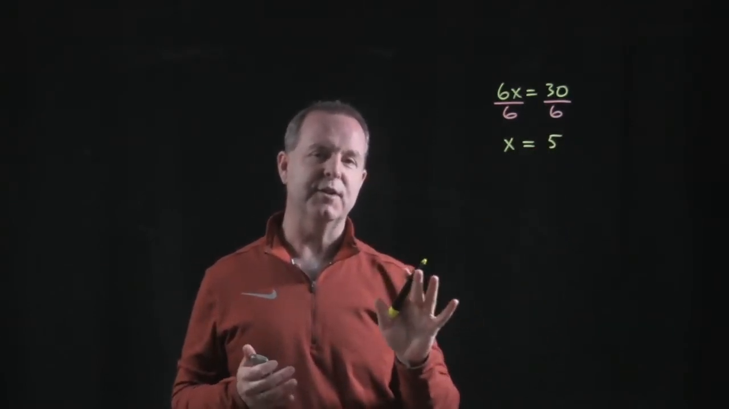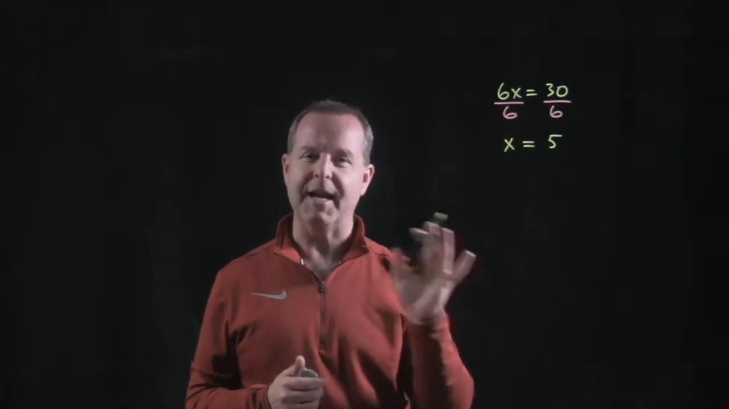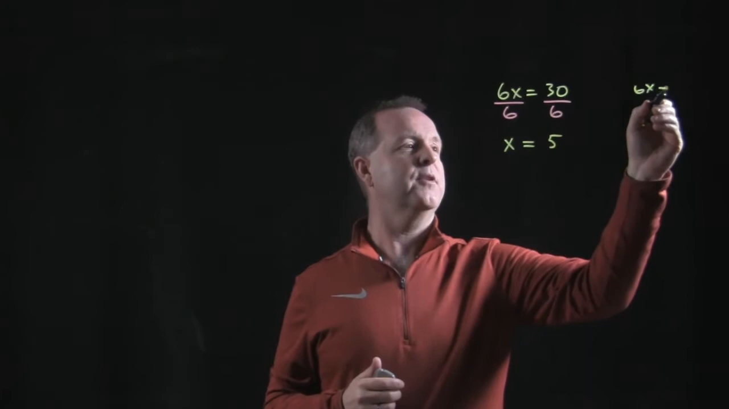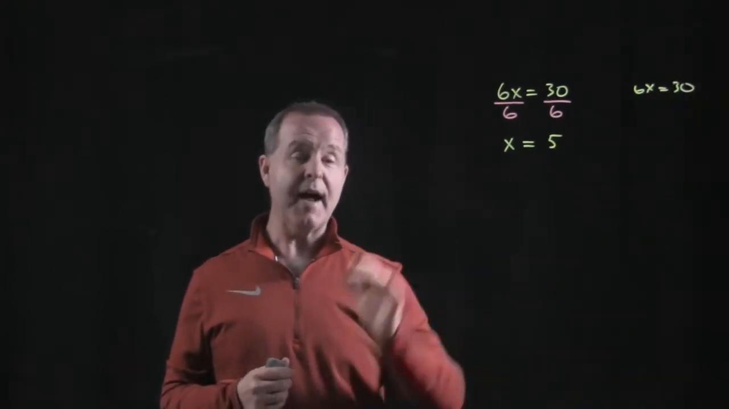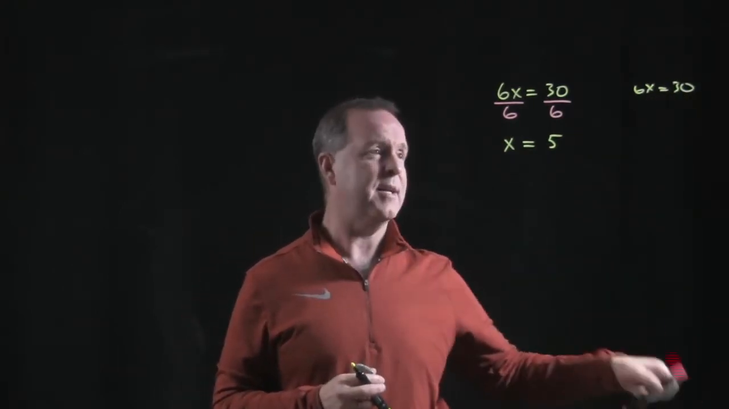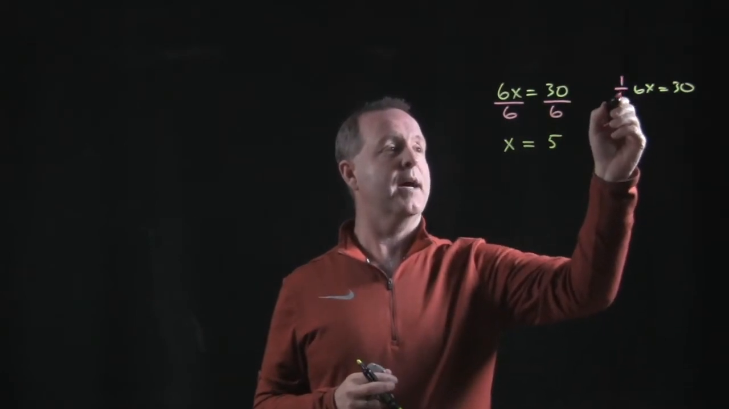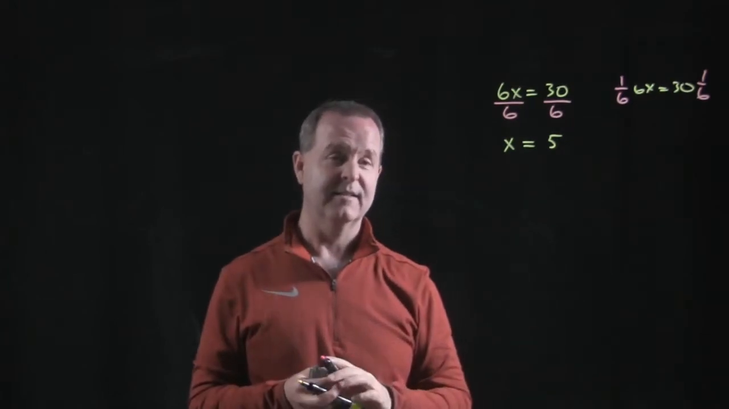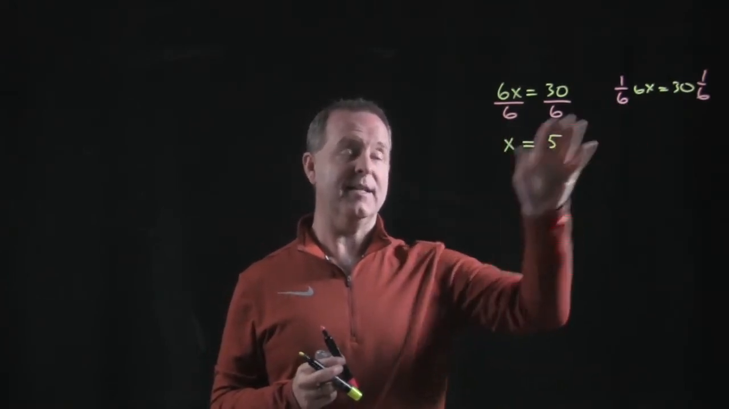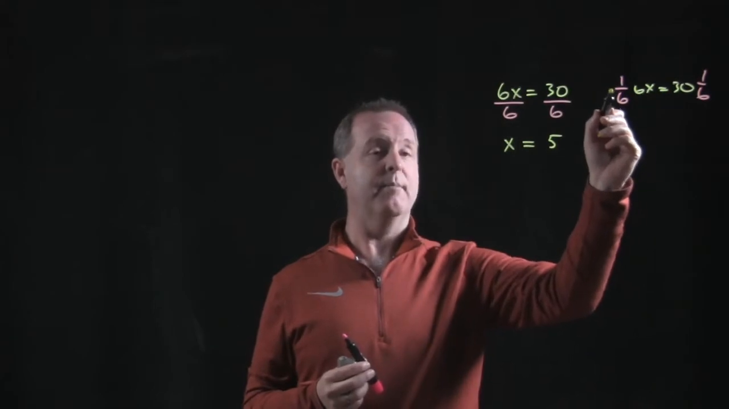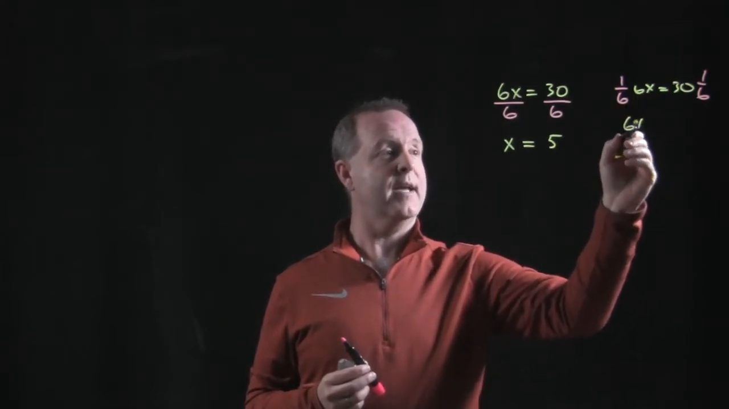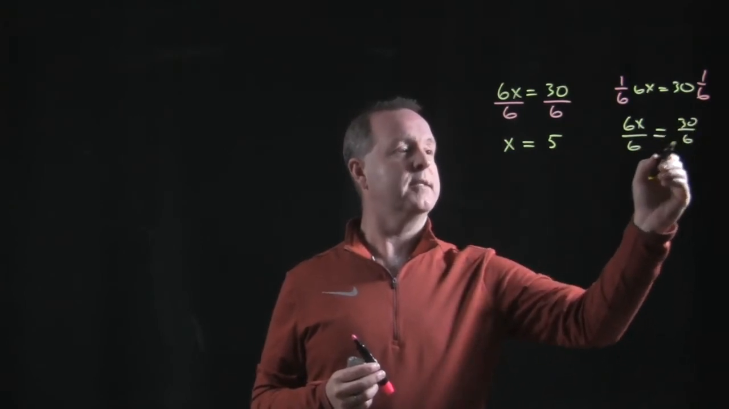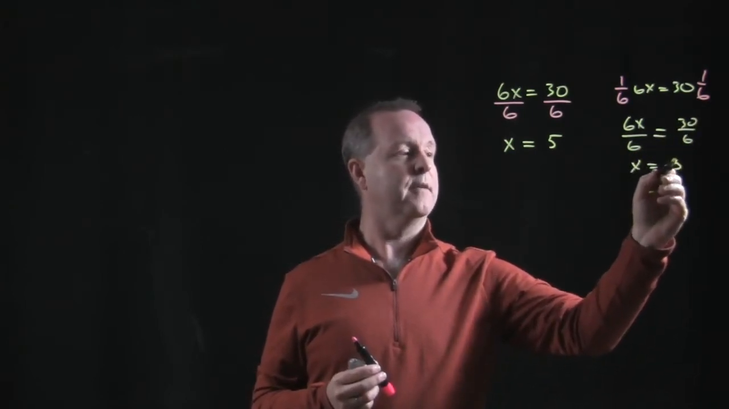Did you also notice, and this might be a good time to remember how multiplication and division are similar. So let's go back and look at 6x equals 30. I divided both sides by 6. Well, that's similar to doing the same thing by multiplying both sides by 1/6. See that? Dividing by 6 is the same thing as multiplying by 1/6. Because if I multiply this out, I will then get 6x over 6 equals 30 over 6. And then x equals 5.